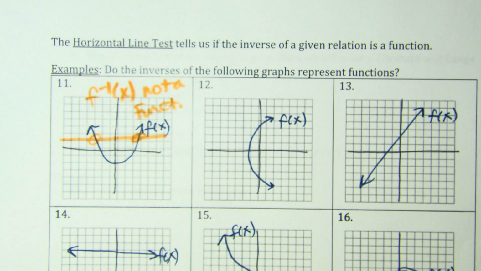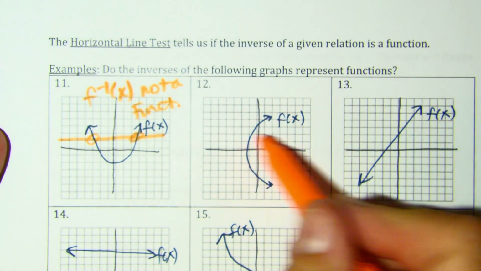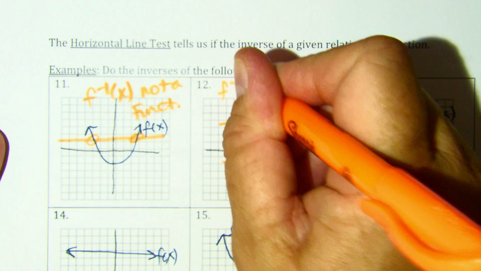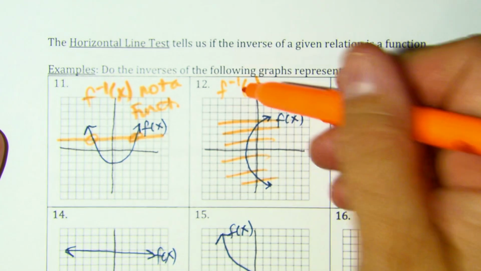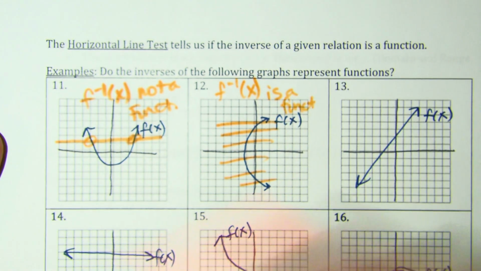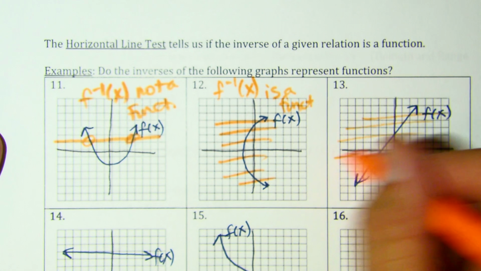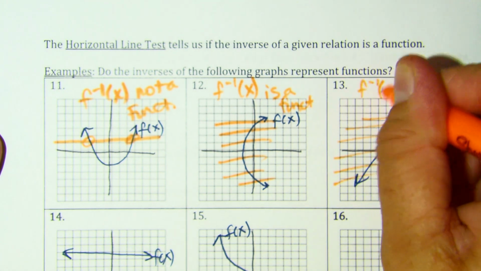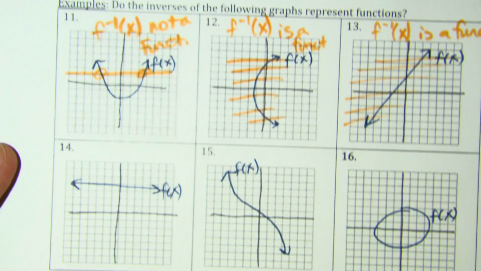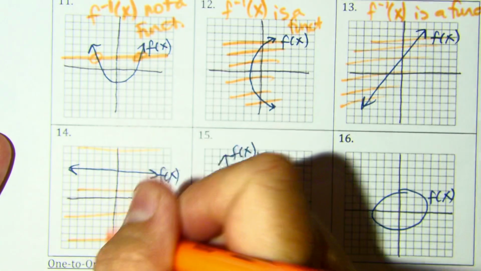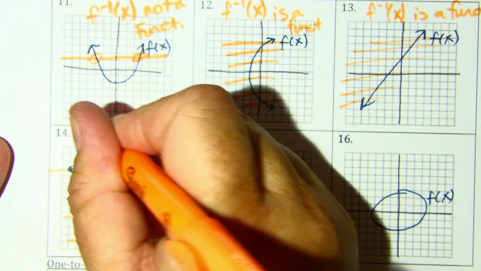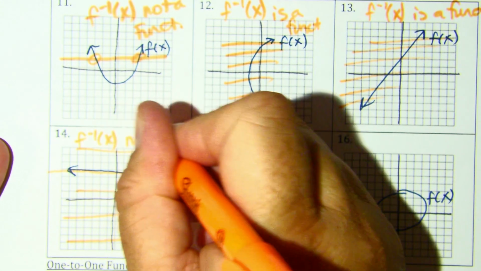Okay. Here, even though it fails the vertical line test, we're not worried about that right now. The horizontal line test passes. So inverse f of x, even though f of x is not a function, the inverse f of x is a function. Okay. Here, horizontal lines all just hit one time, so inverse f of x is a function. Here, even though all these horizontal lines are fine, this one horizontal line hits at every single point, so inverse f of x is not a function.